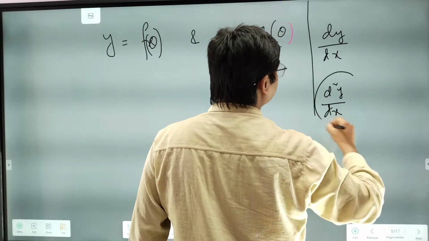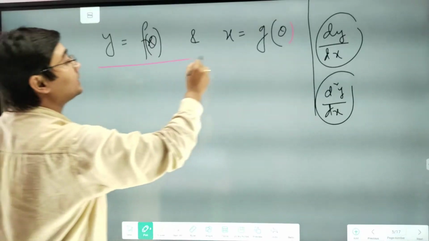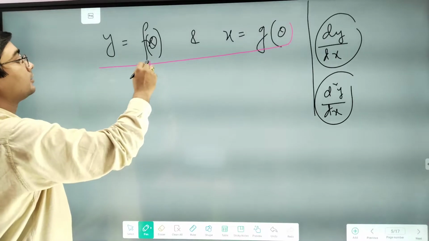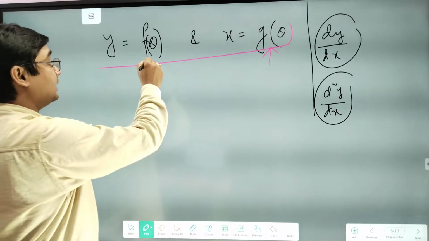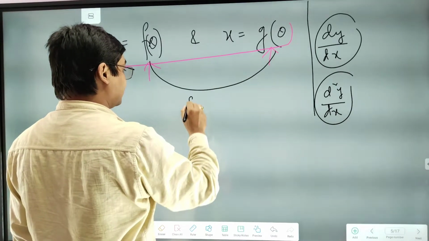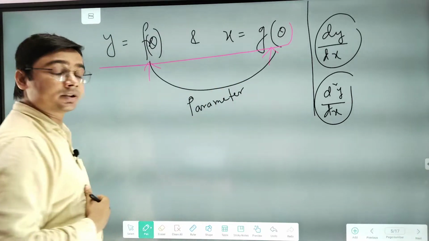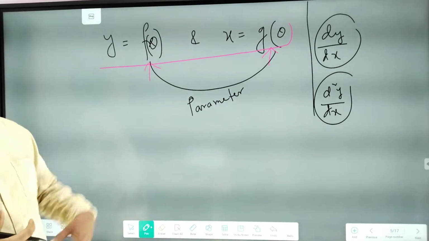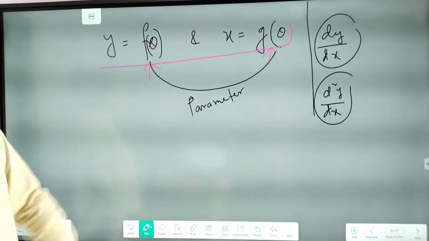Yes, this type of value we need to find. Guys, you see this type of function is called a parametric function. Y is a function of theta, x is a function of theta, and here this theta is called the parameter. I hope all of you know this type of function. So how can we find the first order derivatives for this parametric function?